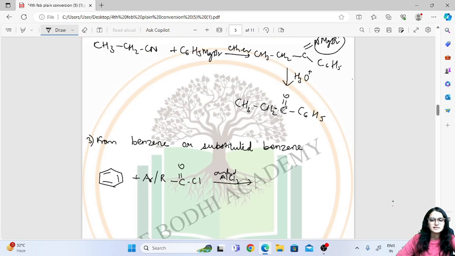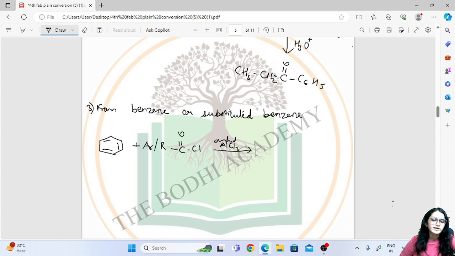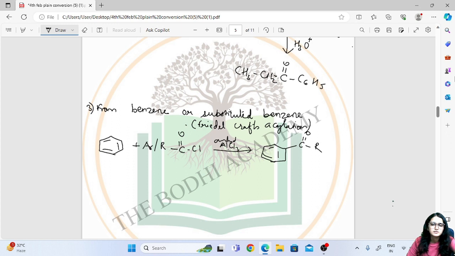And next reaction is from benzene or substituted benzene. Here we are reacting benzene with acyl chloride in presence of anhydrous AlCl3. We call this particular reaction Friedel-Crafts acylation, which we have studied in previous chapters. In Friedel-Crafts acylation, the acyl group is getting added to the benzene. So benzene plus acyl chloride, in presence of anhydrous AlCl3, will give us the benzene ring attached to the C double bond O R group. Now here in place of R we can also take an aromatic group to obtain the product. So this is the product that we get after carrying out the Friedel-Crafts acylation reaction to obtain ketone.